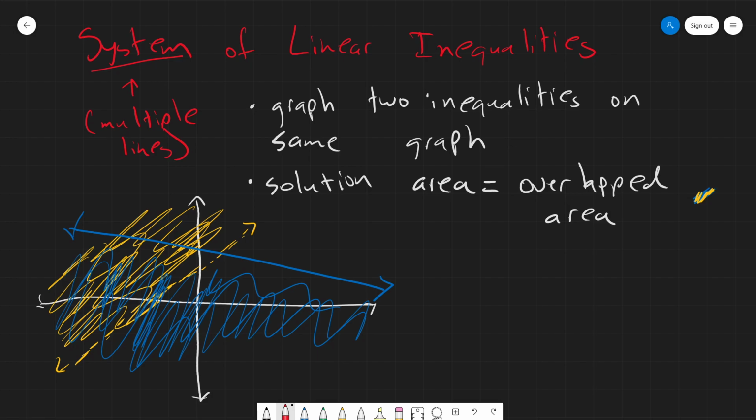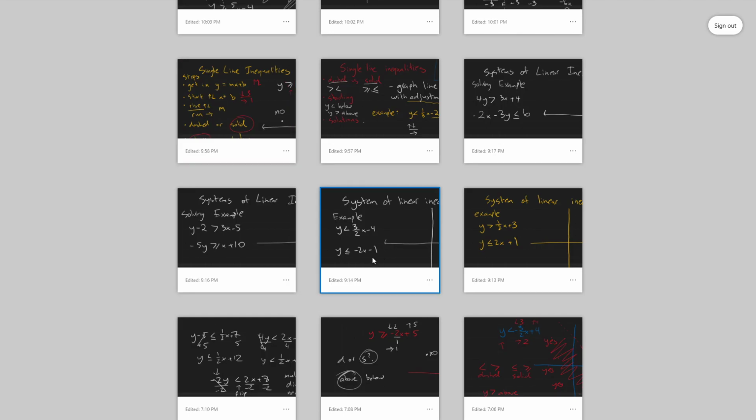So I've got my blue line here, I shaded below, got this yellow dashed line, I shaded above. And where is the solution area? Not where just blue is or just yellow is, but it's got to be in that area where both of them are, that blue and yellow area. That's my solution area. So let's look at a few examples.